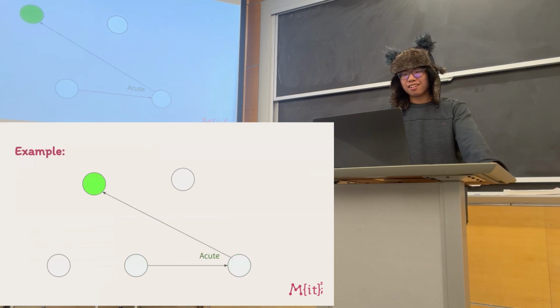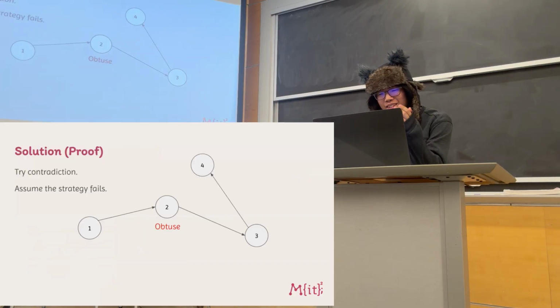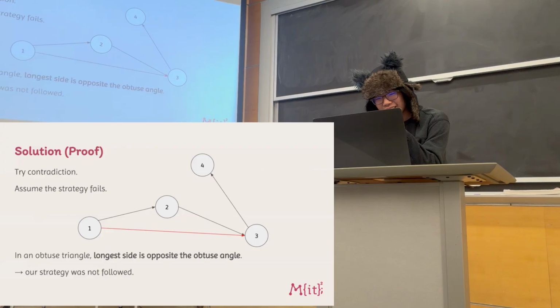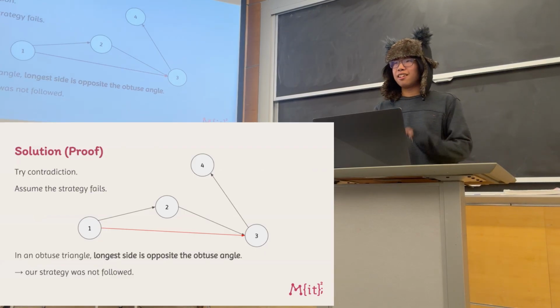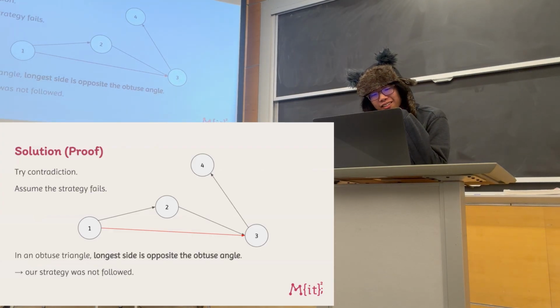So this is an example of running the algorithm, but consider an obtuse angle. You form an obtuse angle if you don't go to the node that's the farthest away. But whenever you form an obtuse angle, you could actually just skip that angle and go to the node that's farther away. In an obtuse triangle, the longest side is opposite of the obtuse angle. So assuming that we do make an obtuse angle, our strategy isn't followed.